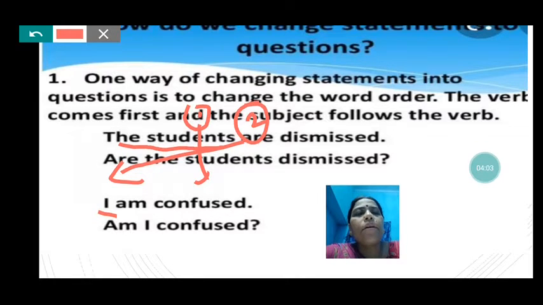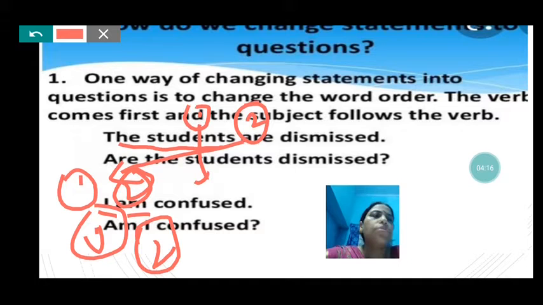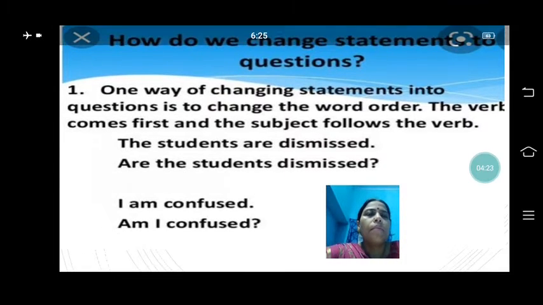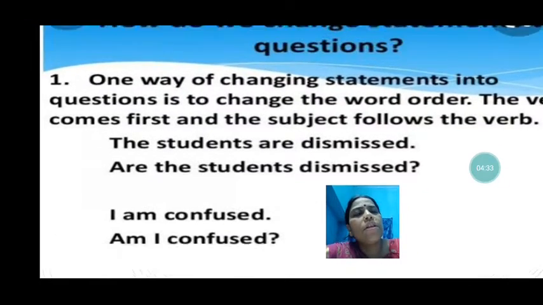I am confused. Now what happens? The first is the subject, the second is the verb, and the verb will come in front. So that will be am, number one, and then I. Am I confused? Now this has changed to a question. Here, the students are dismissed. Are the students dismissed? So that will become the question. I am confused. Am I confused? Question mark. First you see the full stop.